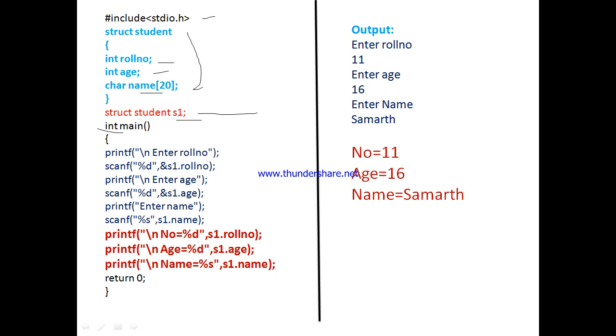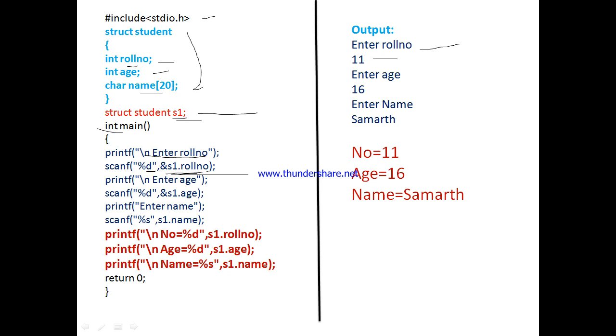Now let us see inside the main function. Here we have printf "enter roll number", so this statement is displayed in the output. Now here %d, ampersand s1.rollnumber. Here %d is used because the data type is int. The roll number member is accessed using the structure variable, the dot operator, and the name of the member. So if we enter 11, it is stored in s1.rollnumber.